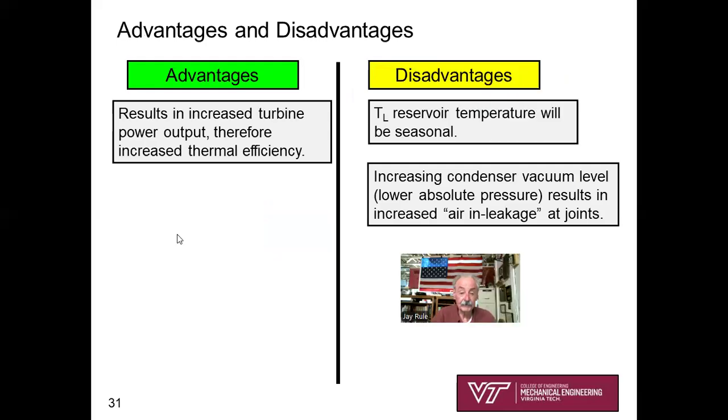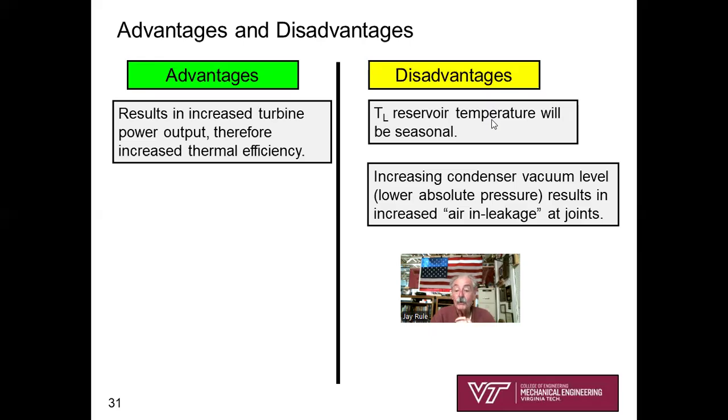Advantages of closing up the temperature difference in the condenser: the lower pressure you can run, the more power you can get out of your turbine, okay? The disadvantage is that the low temperature heat source is going to be seasonal, right? So operationally, you're going to get much better thermal efficiency in the wintertime than you do in the summertime. In the summertime, TL is going to be higher than in the wintertime.